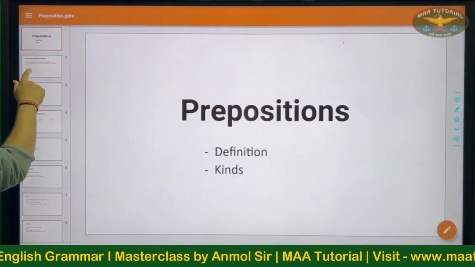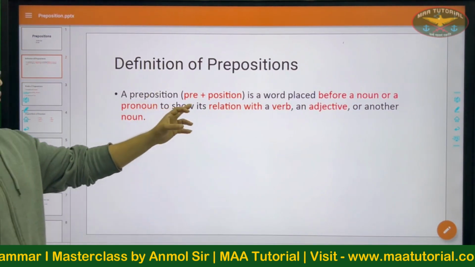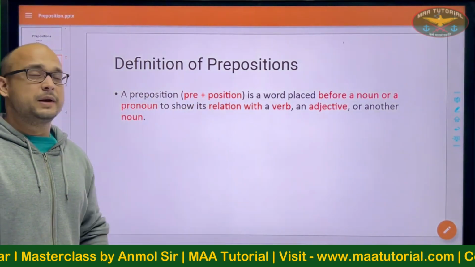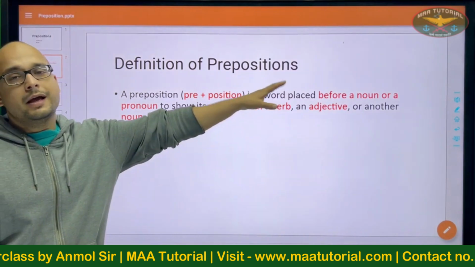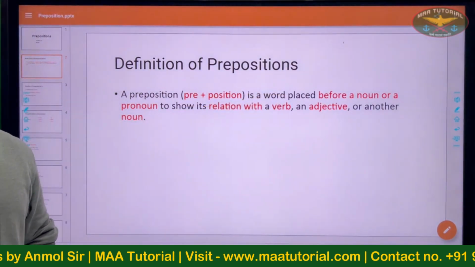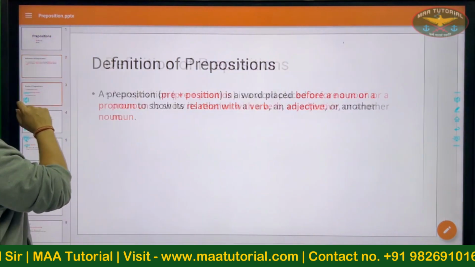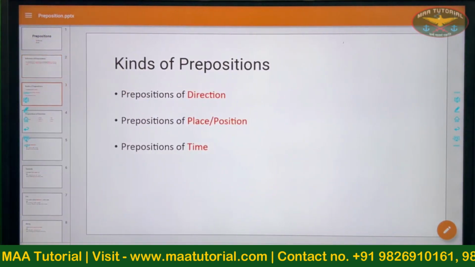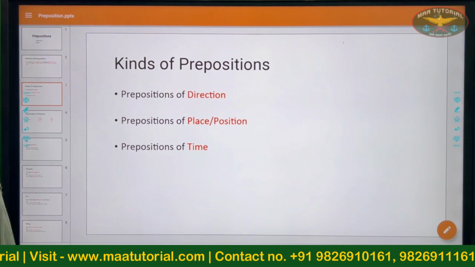Let's do a quick recap. We started with prepositions, studying the definitions and kinds. We saw prepositions, pre plus position. That is what the word is made of. A preposition is a word placed before a noun or a pronoun and shows the relation of the noun or pronoun with a verb, adjective or another noun. We saw there were 3 kinds of prepositions: prepositions of direction, prepositions of place and position, and prepositions of time.